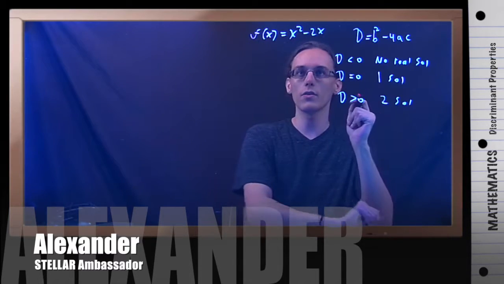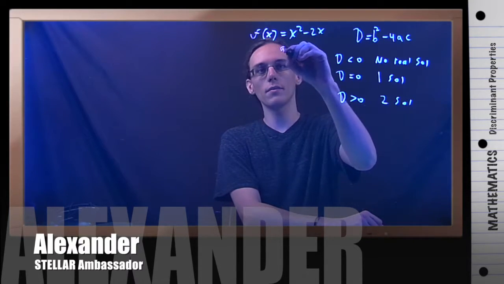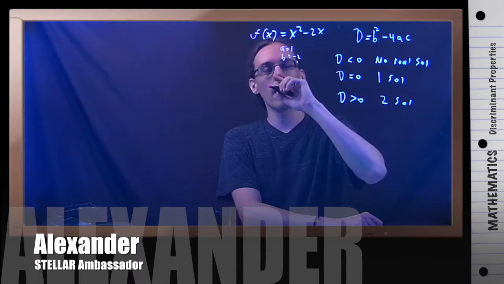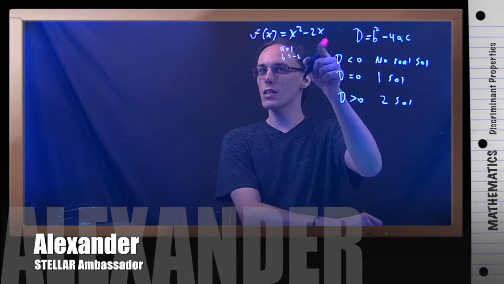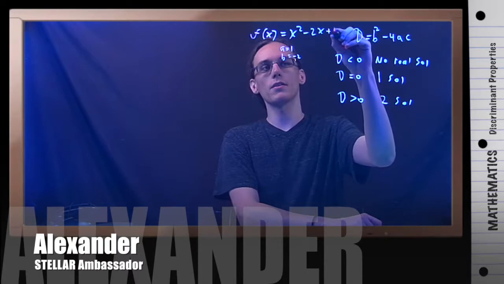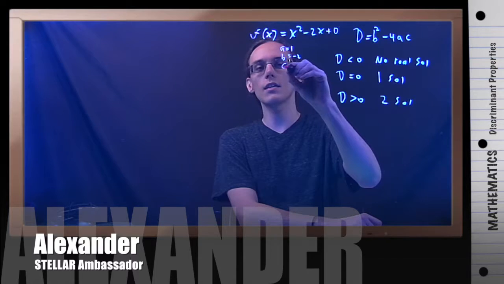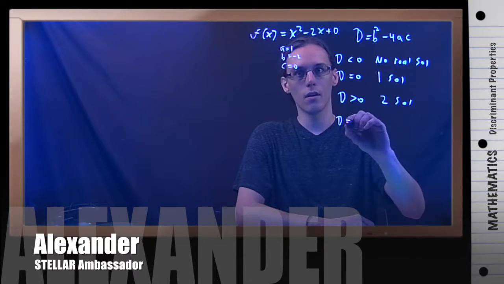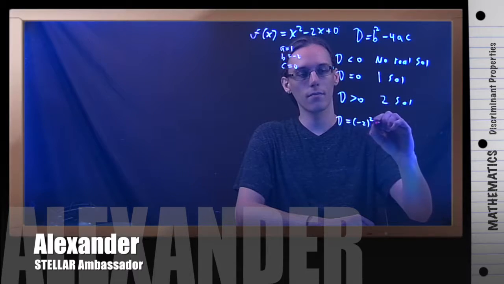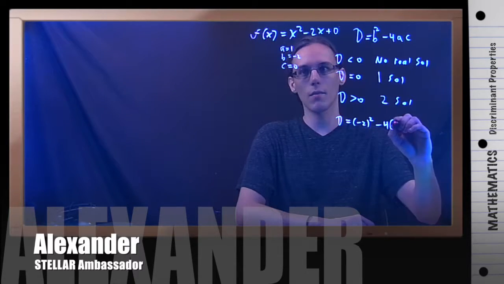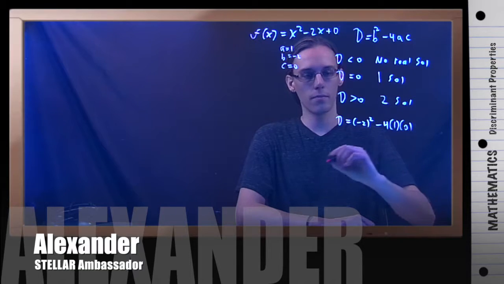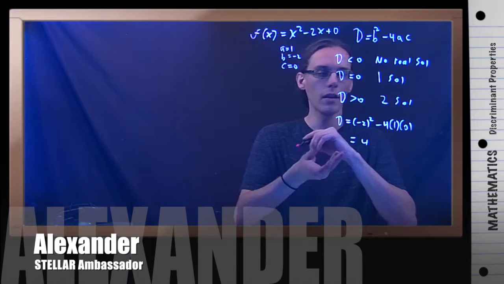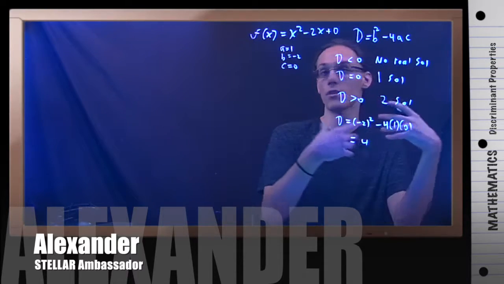So let's go ahead and calculate the discriminant. Notice my a is 1, my b is negative 2, and it doesn't look like there is a c here. What's going on is we could say plus 0, and so my c is equal to 0. So if I plug these in, I'm going to have negative 2 squared minus 4 times 1 times 0. So negative 2 squared is 4. And then a bunch of numbers times 0, that's just 0.